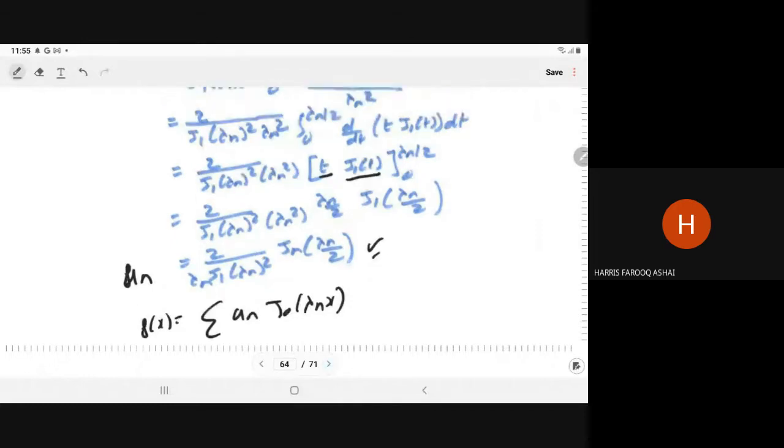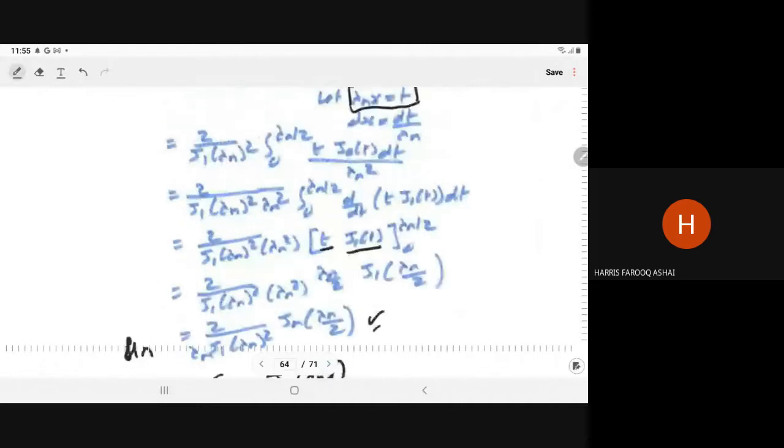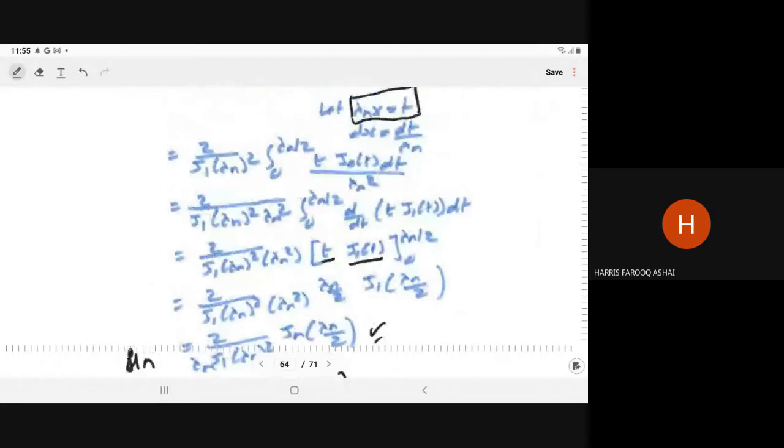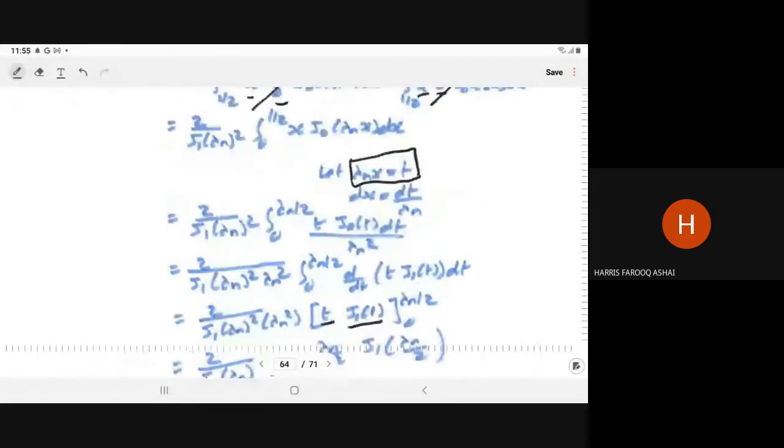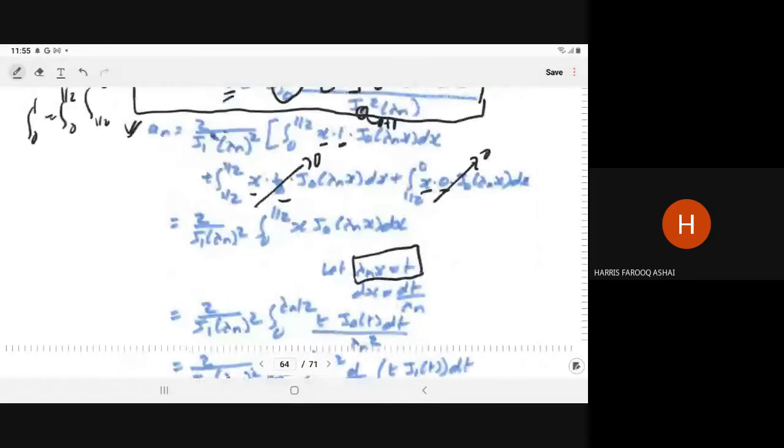Anything you want to note? Have you noted? Clear? Any doubt? Harish, any doubt? No, sir. Tell me if you want to note something.